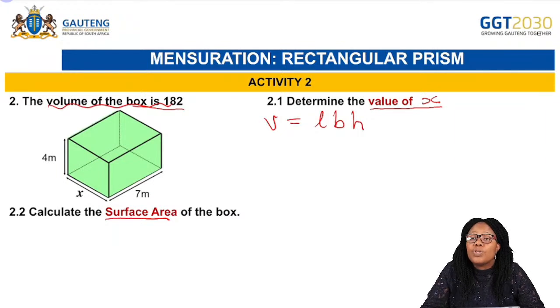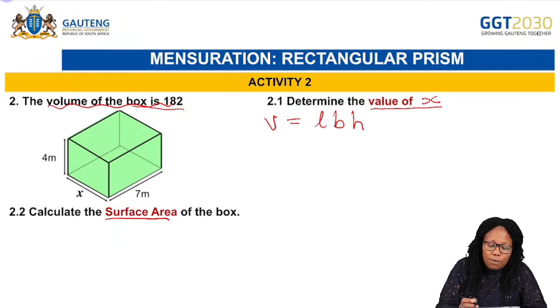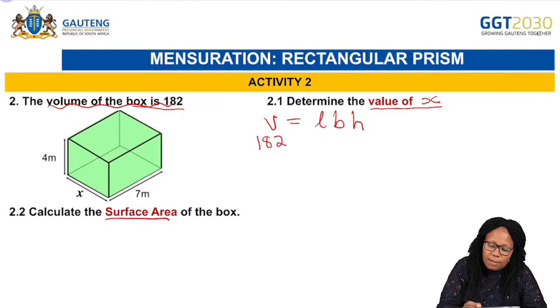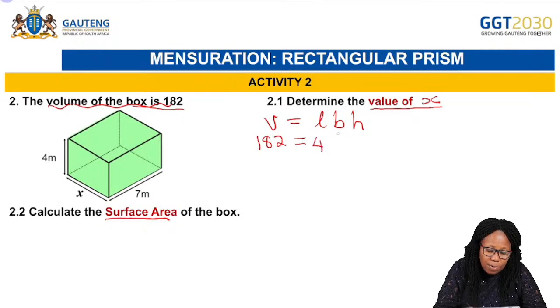And then let's do the substituting part. The volume is what? 182. In this case, we are given the volume. We are not calculating the volume, but given the volume. And then we look at the length of the box. We are having the 4, and then we have the 7 there, and then we have the X.